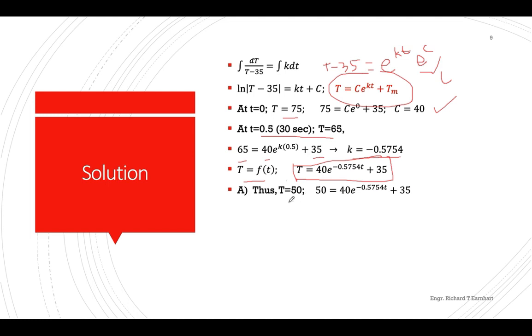So we're asked to find the time when the temperature is 50, so substitute here, and that gives you 1.7 minutes. And then at time t equals 3 minutes, what is the temperature? So again, substitute here, the time is 3. You can compute for the temperature, which is 42.12 degrees.